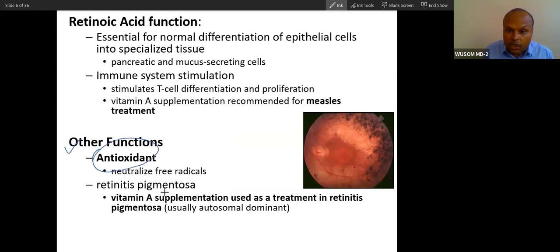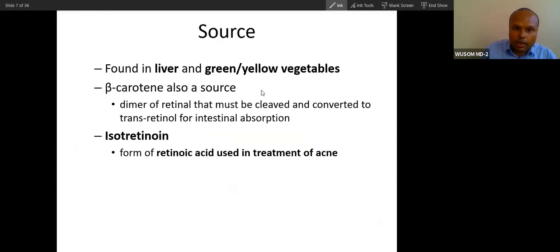Vitamin A is also required for retina treatment, for retinitis pigmentosa, a rare disorder. So vitamin A is also given for treatment of retinitis pigmentosa. What happens? Rod cells and cone cells are lost, and if vitamin A is given, that loss will be delayed. This is the extra function of vitamin A. Now these are the sources. You can go and read yourself.